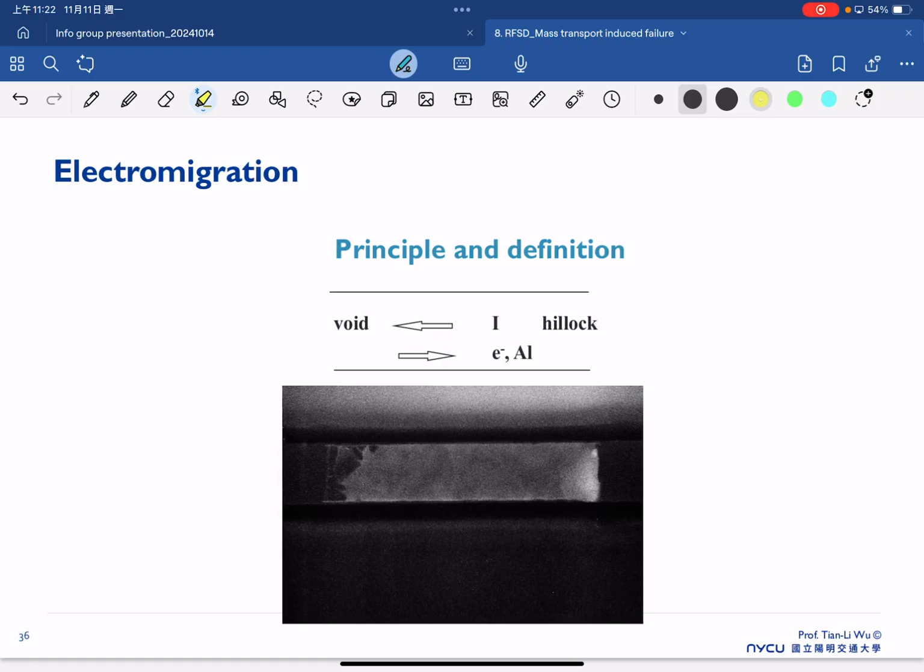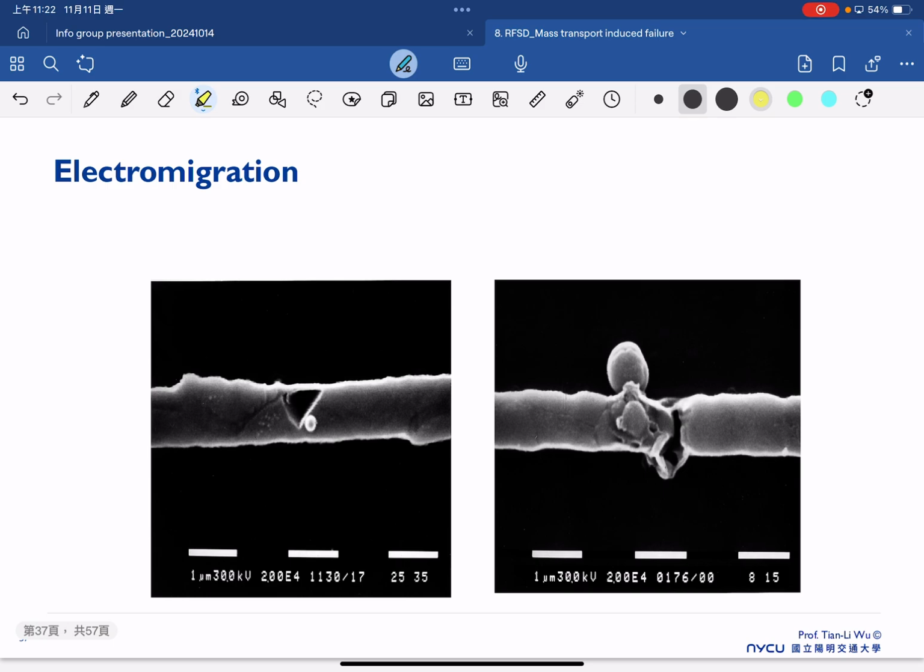Okay, so that's another experimental result showing the void formations here. We have a void at this region. And here is the result we have shown.